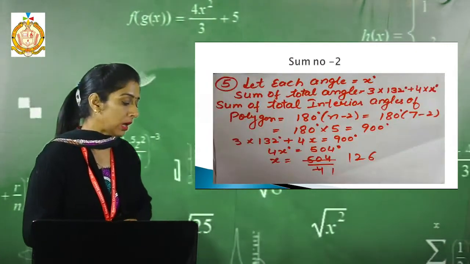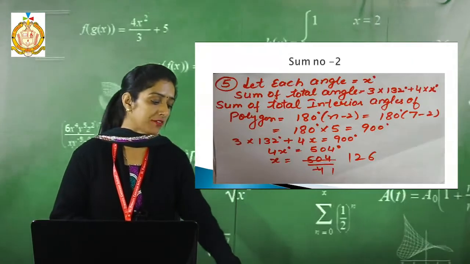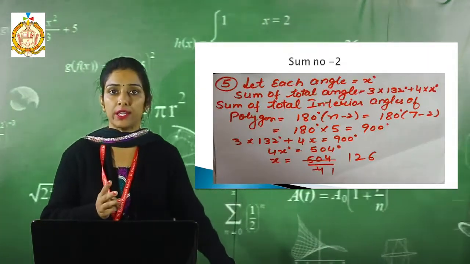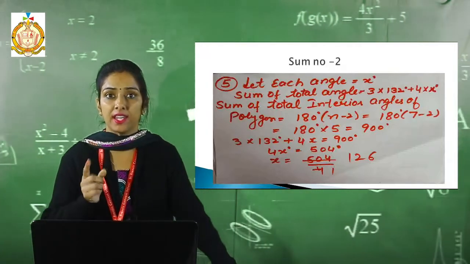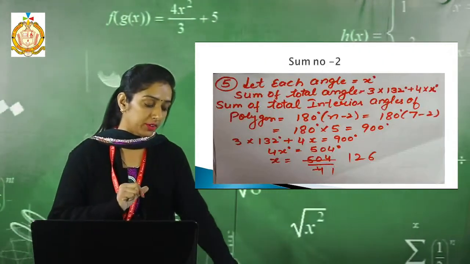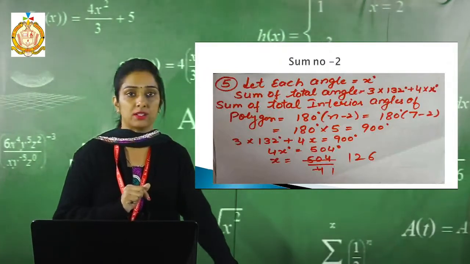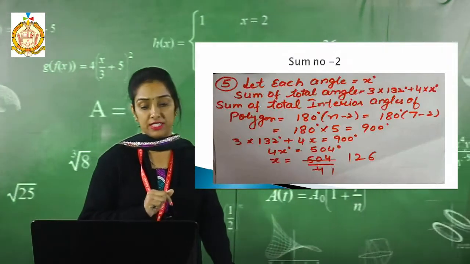Okay. Now next, see question number 5. 3 angles of a 7-sided polygon, meaning n is 7, are 132 each and the remaining 4 angles are equal. Find the value of each angle.